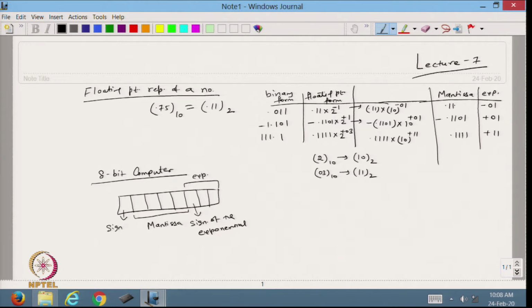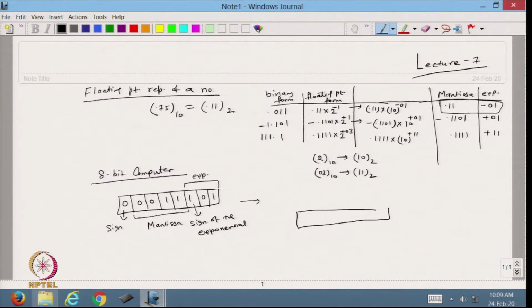Now suppose I want to save this number in the 8-bit computer. 0 is for plus sign and 1 is for negative. So I will put the sign here. The mantissa is the next 4 bits, but I need only 1 1 here, so I will put 1 1 0 0, and the exponent part is negative, so I put 1 and 0 1. That gives me the number which we have saved in the computer.